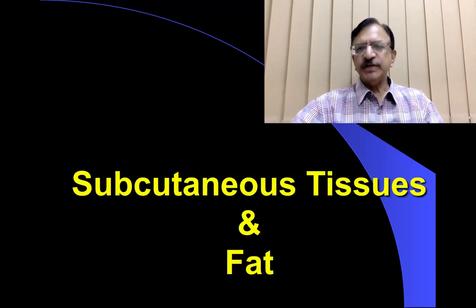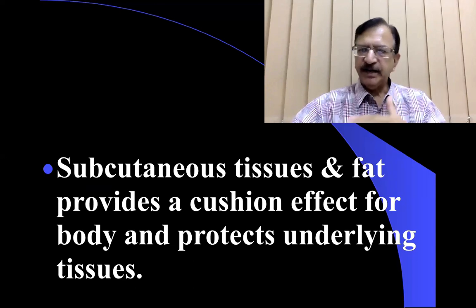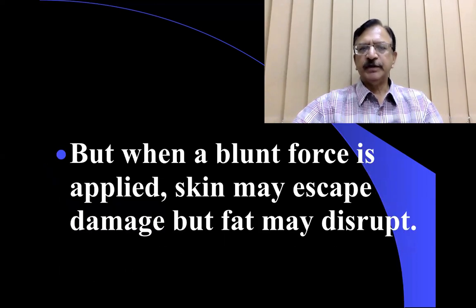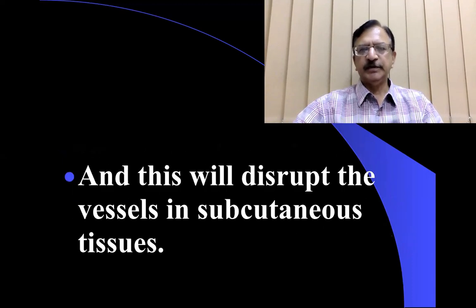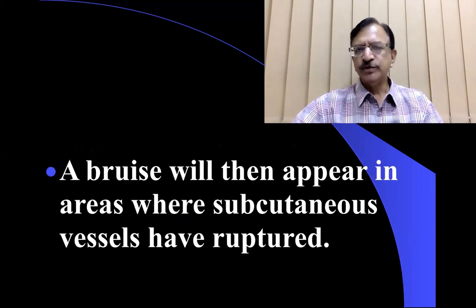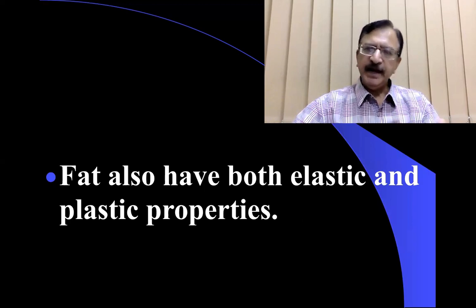Now the subcutaneous tissues and the fat. Subcutaneous tissues and fat provide a cushion effect for the body, and protect the underlying tissues. But when a blunt force is applied, skin may escape damage, but the fat may be disrupted. And this will disrupt the vessels within the subcutaneous tissues also. A bruise will then appear in the areas where the subcutaneous vessels are ruptured. Fat also has both elastic and plastic properties.